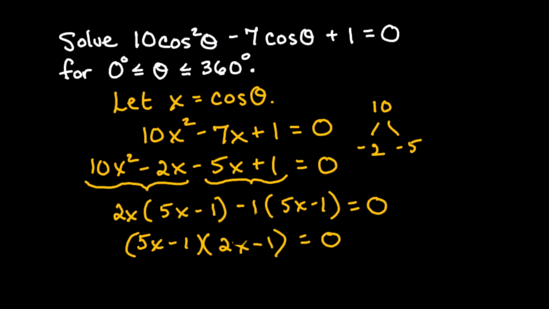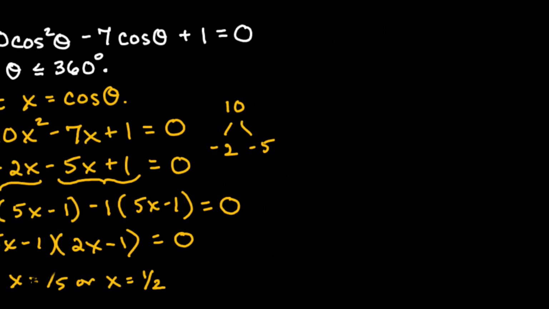And we can double check. 5x times 2x gives us 10x squared. 5x times minus 1 is minus 5x. Minus 2x is minus 7x. And minus 1 times minus 1 is plus 1. So it checks out. From here, we can set each factor equal to 0. And when we do, we end up with x is equal to 1/5, or x is equal to 1/2. At this point, we can substitute cosine theta back in for x, and we get cosine of theta is equal to 1/5, or cosine of theta is equal to 1/2.